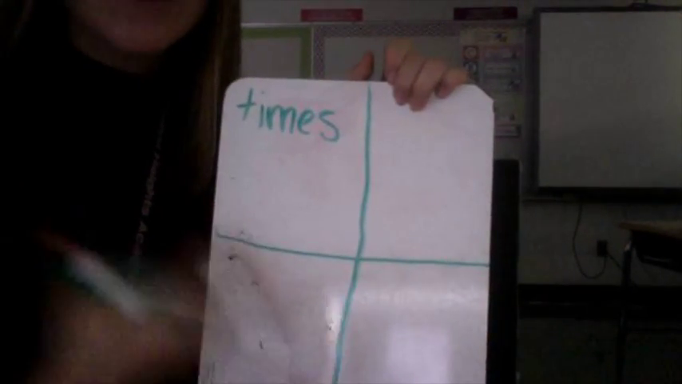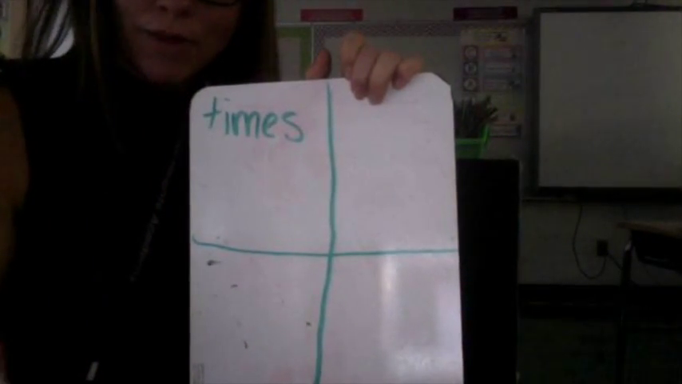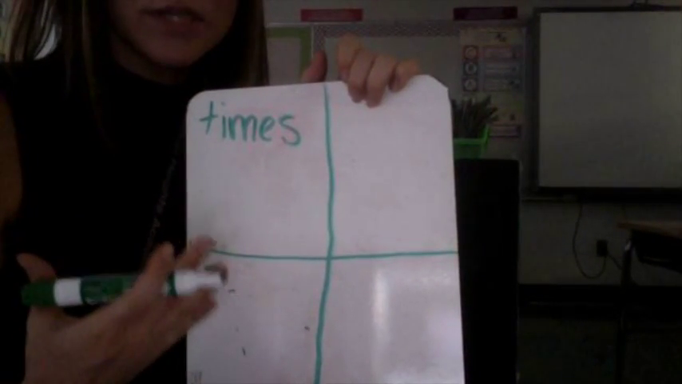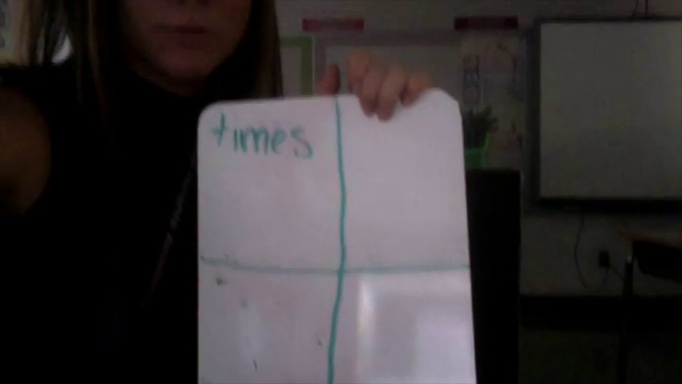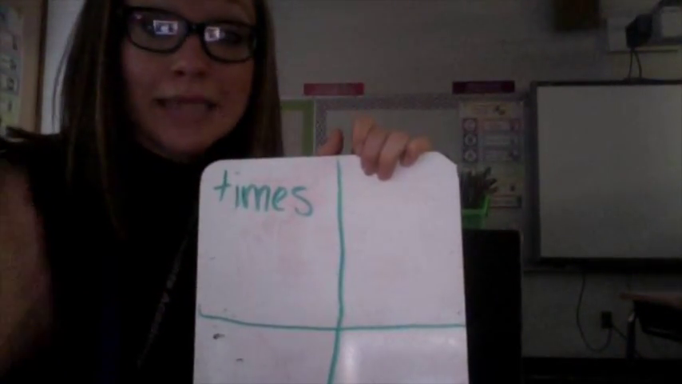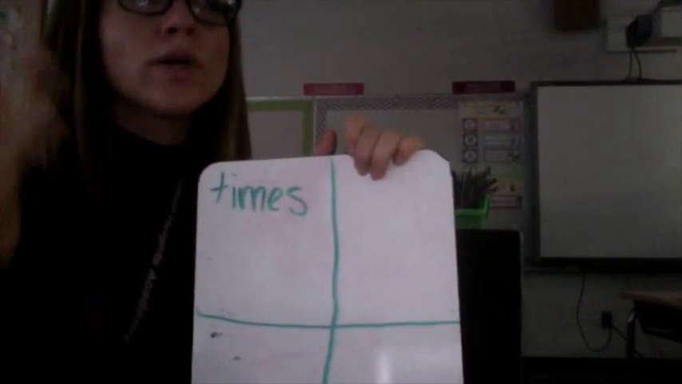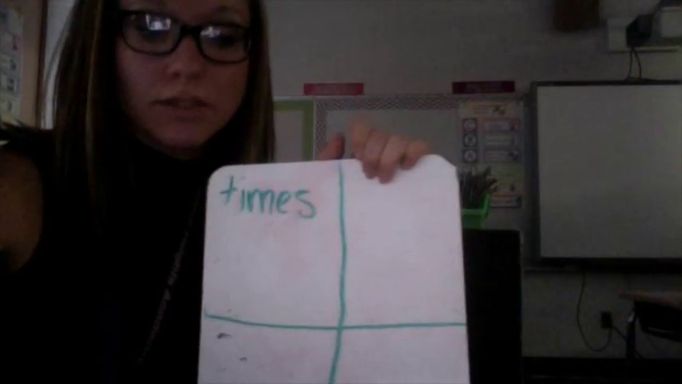Think of what you know about times tables. That's why we use the word times in our story problems. So that way when you see that word times, you know that we should be doing multiplication. 4 times, 3 times, 2 times, 9 times, you're always going to be multiplying when they say you have 4 times more than somebody else.